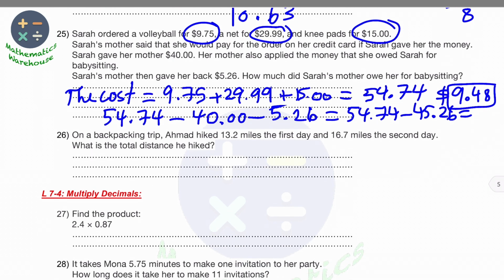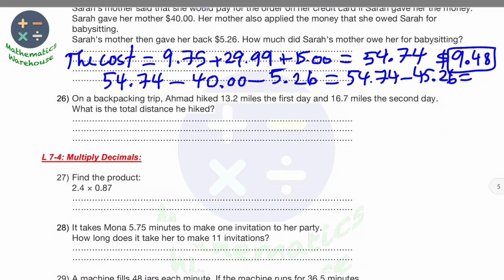Next question. On a backpacking trip, Ahmad hiked 13.2 miles the first day and 16.7 miles the second day. What is the total distance he hiked? So we need to add 13.2 plus 16.7, which is 29.9 miles.